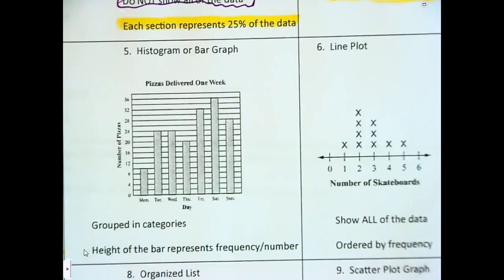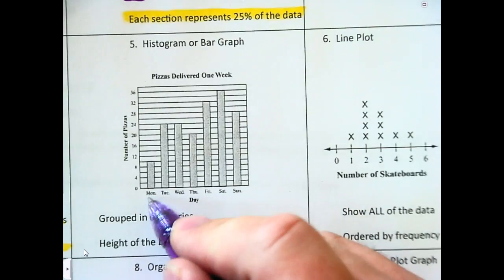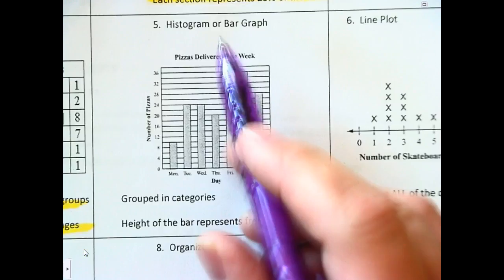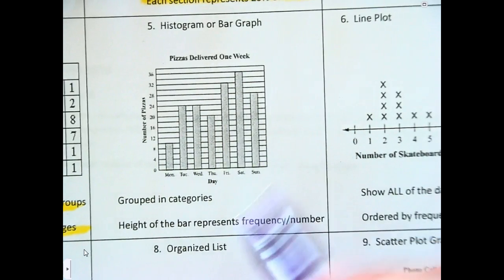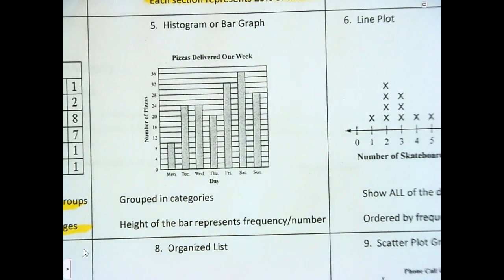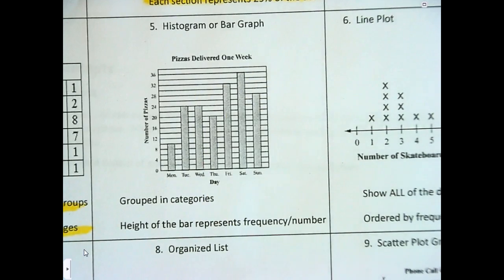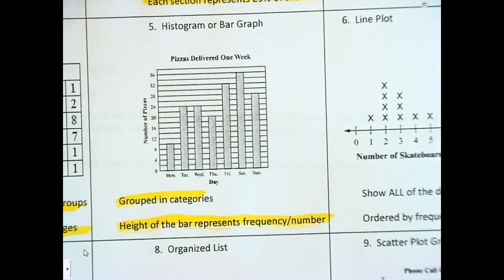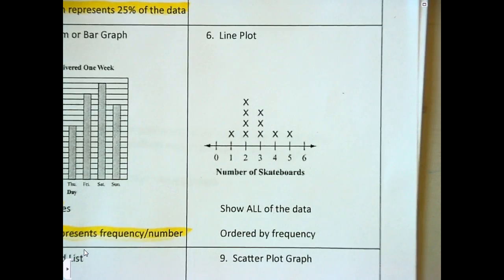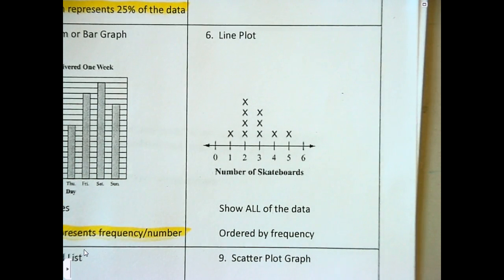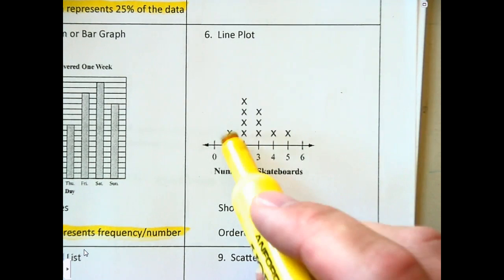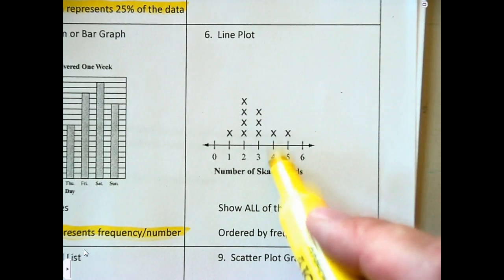Histogram or a bar graph, remember the difference is in the histogram you have intervals here, so maybe you would be graphing these intervals. Okay. This is a bar graph. It's a good way to compare data. Helps you to see the frequency in terms of your height of the bars. Okay. Line plot is just a nice visual, shows all the data. So you have 1, 2, 3, 4 2s, 1, 1, 3 3s, 1 4, and 1 5.